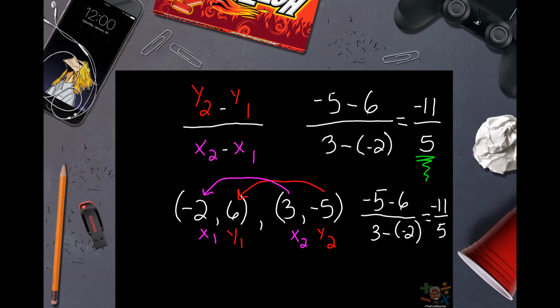So basically, I get the same exact answer: the slope of -11 over 5. And that's how you figure out slope. I gave you the mathematical way on top by plugging everything in, and I gave you the more visual way of drawing an arrow from the second y to the first y, writing it down, and then drawing an arrow from the second x to the first x, writing that down, and then solving it.